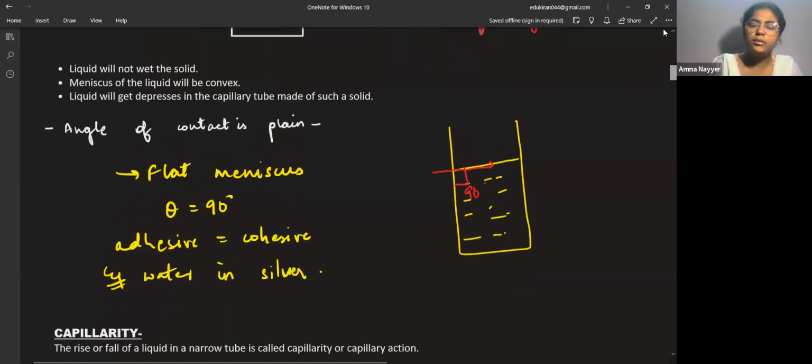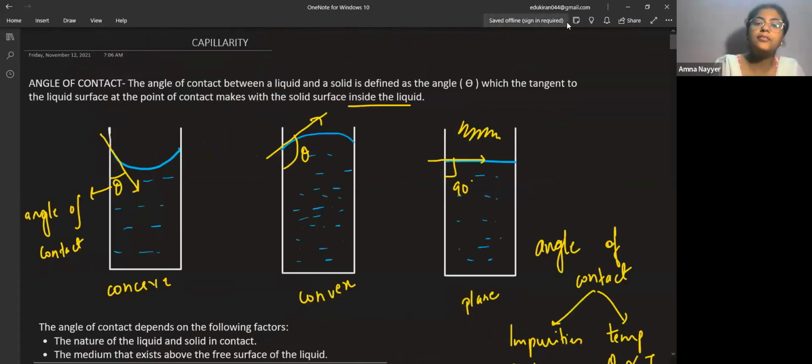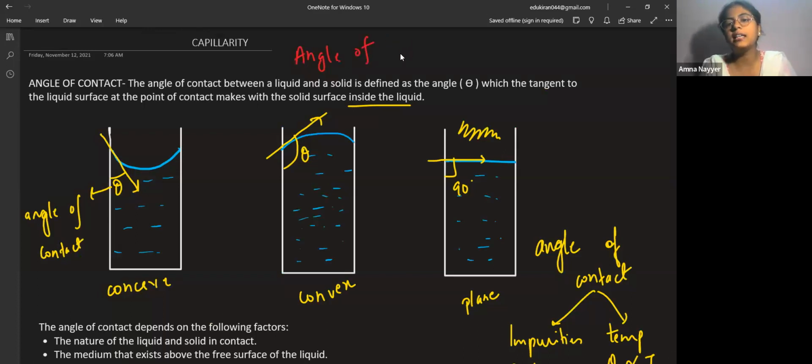All right, write down these points regarding angle of contact first. The first heading here is angle of contact. Then we'll start with capillarity.